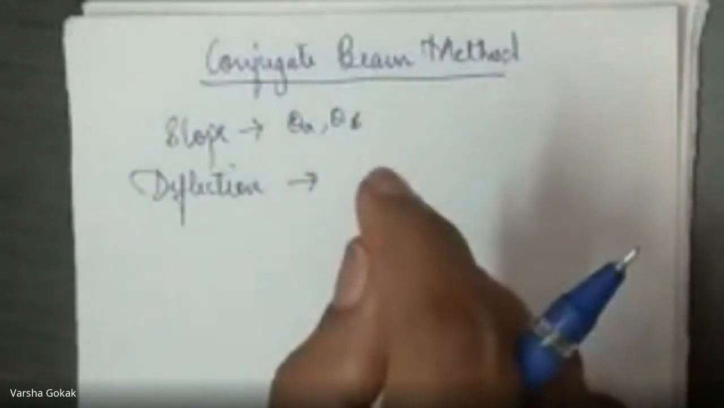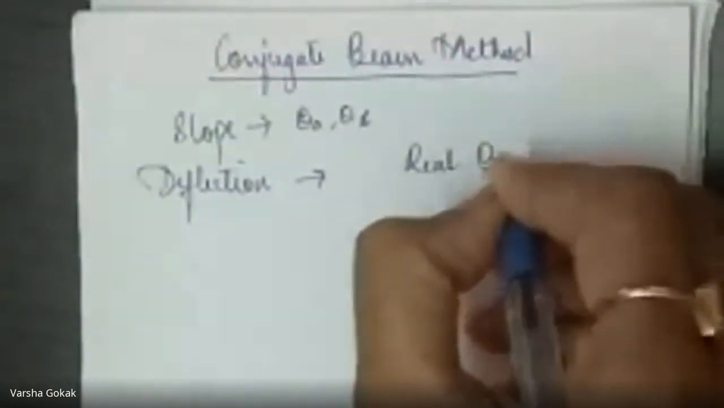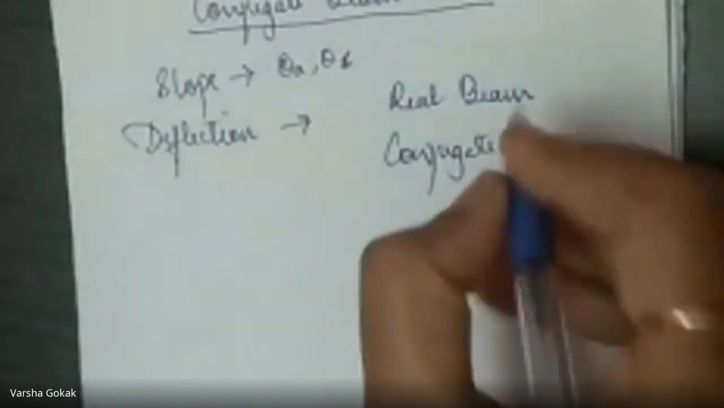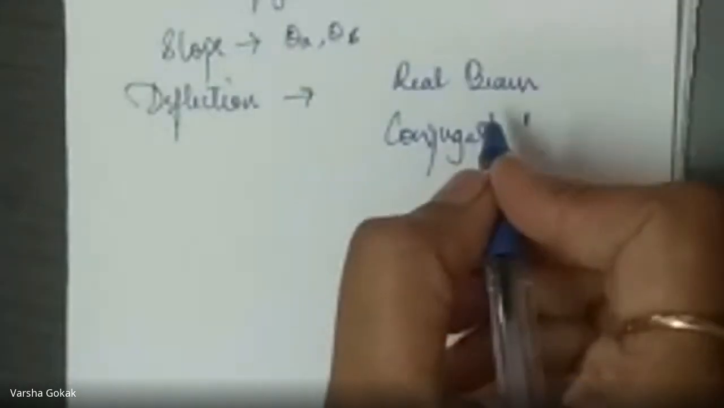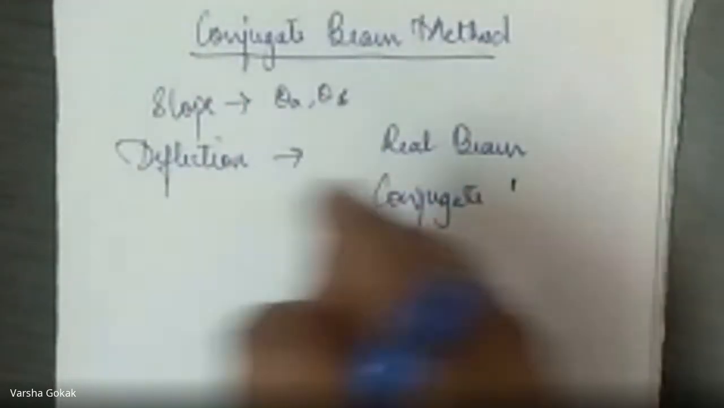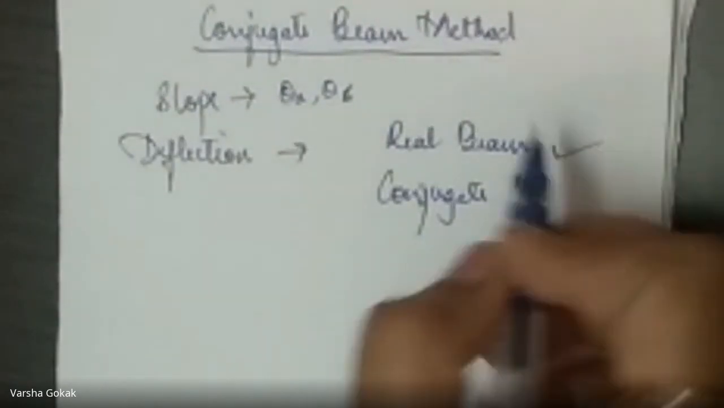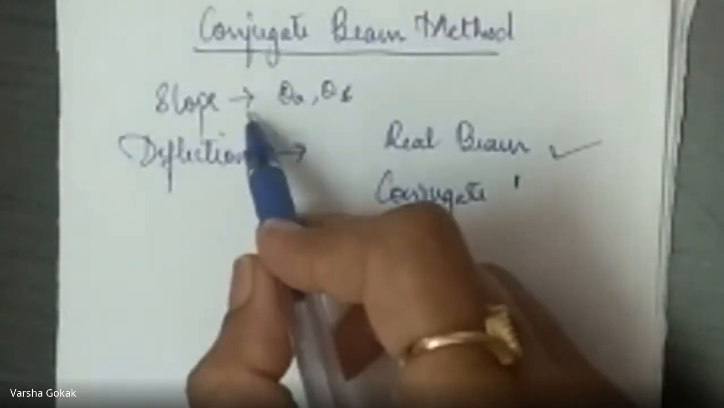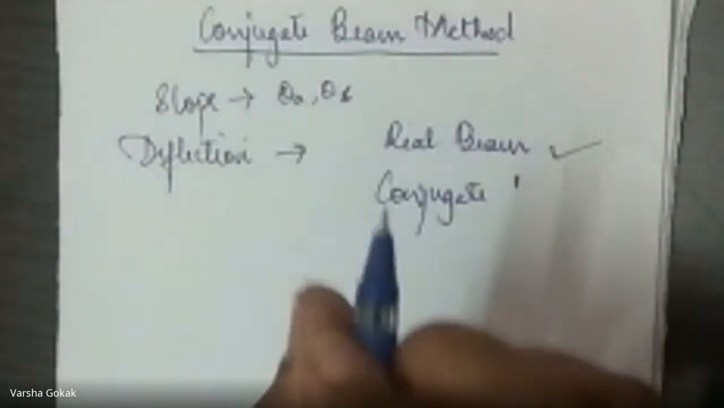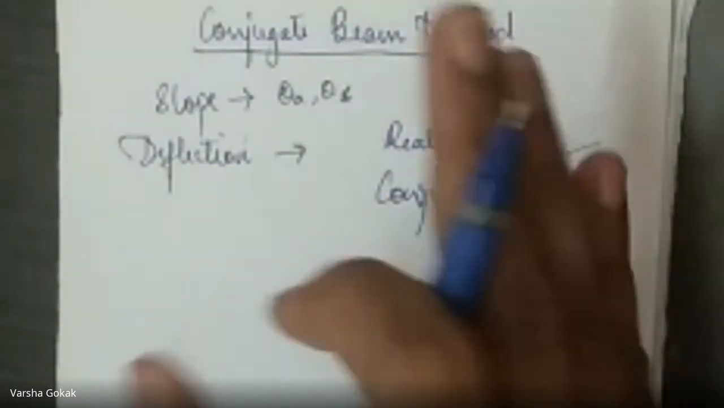We interchange the supports. So there is a concept of a real beam and a conjugate beam. What is a real beam? The question that is given to you, they give a beam with a type of loading and a type of support; that is a real beam. In that beam they ask us to find the slope and the deflection. To find them, we draw a conjugate beam, that is the imaginary beam, and on that beam sometimes we shift the supports.